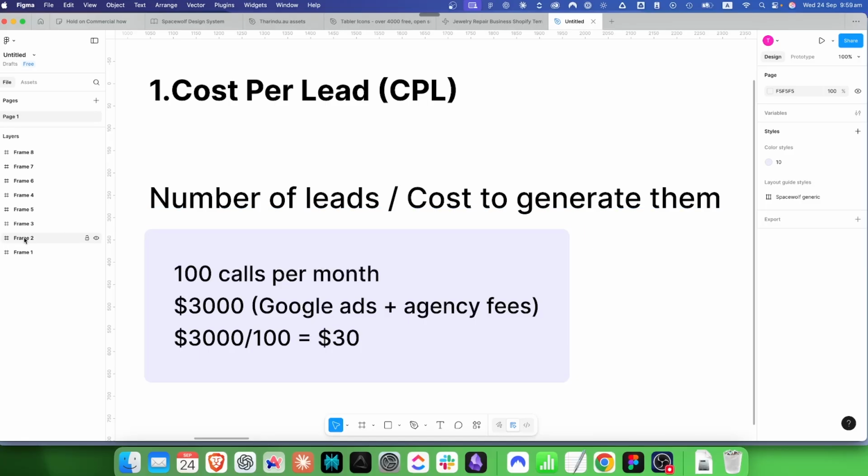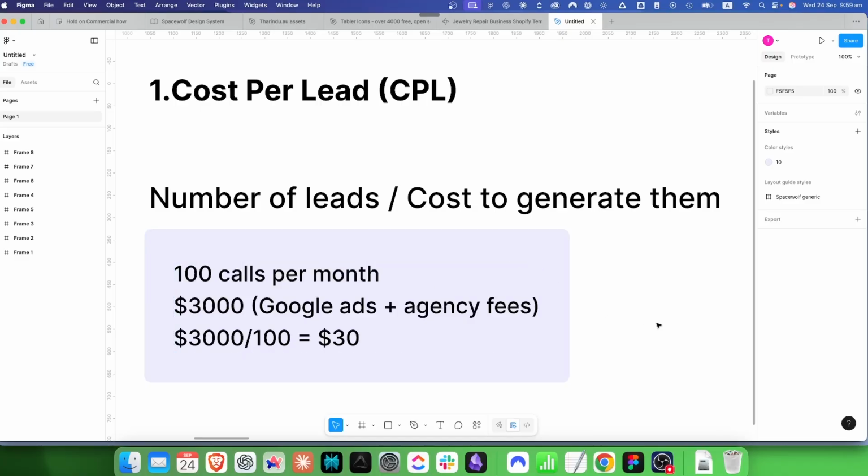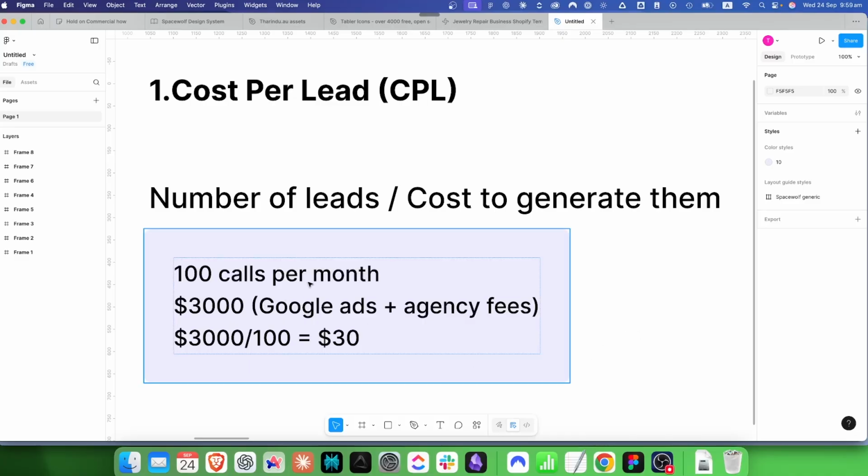I have an example here. Let's say you get 100 calls per month or 100 form submissions per month. By the way, if you're running an e-commerce business, these metrics are quite easy to track. If you're running a service business, this can be a little bit tricky to calculate, but about 95% of the time you can get to it. So if you get 100 calls per month, and let's say you're running Google Ads, and you're paying someone to do the Google Ads, a digital marketing agency or something like that.